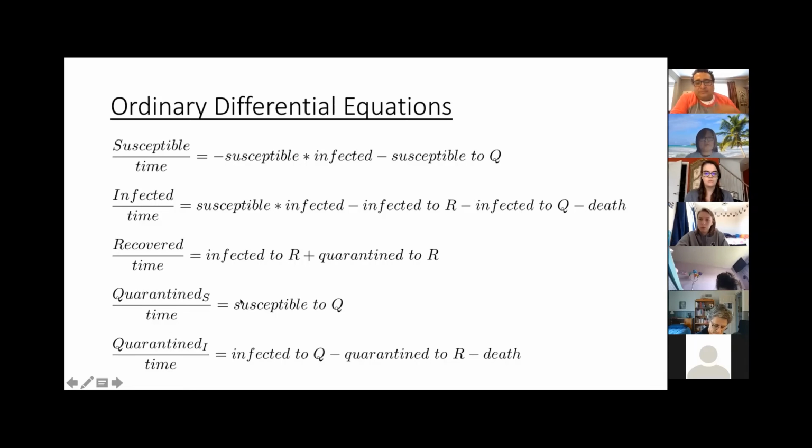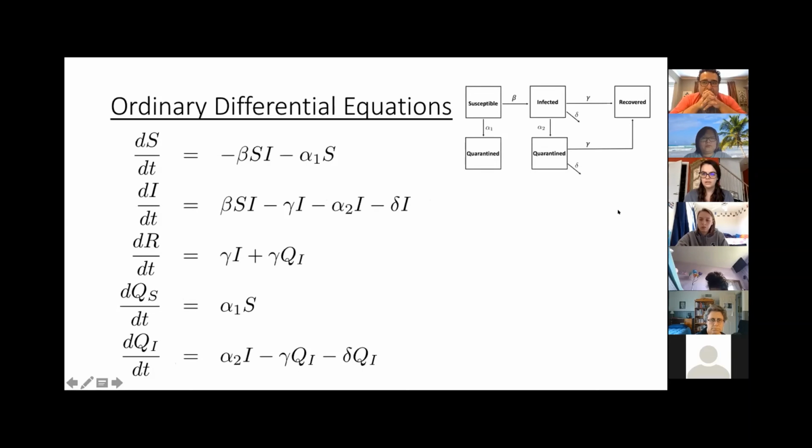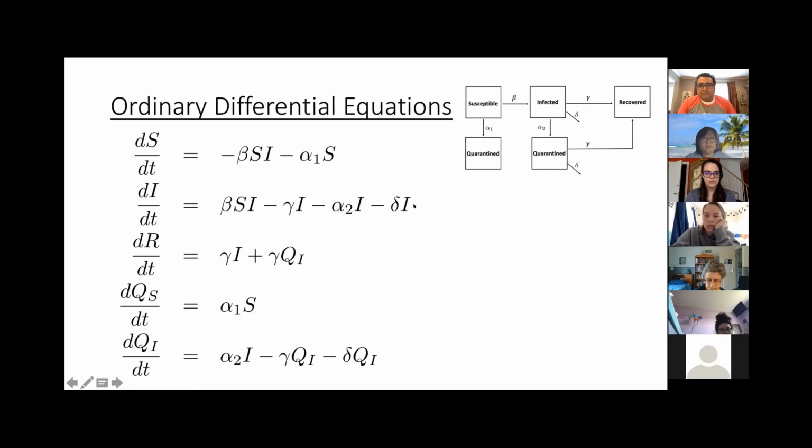So we can take these word equations and turn them into a system of ordinary differential equations. And I have the little flow chart, the SIR schematic, up in the corner. And you can see we have the same types of multiplications, additions and subtractions that we had from before, except now we've added some more complexity to these equations. So they look really similar to the first model, except we have this added quarantining effect in the susceptible and infected populations, as well as these included death terms.